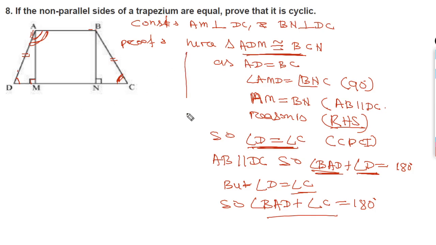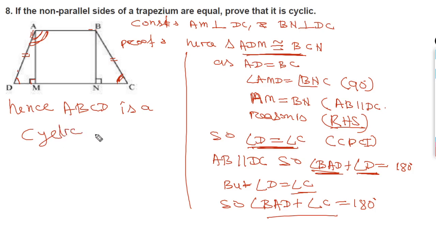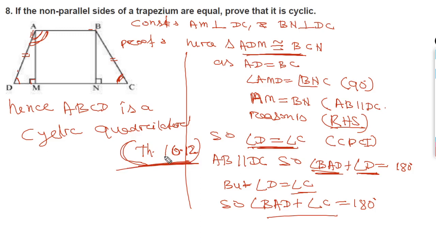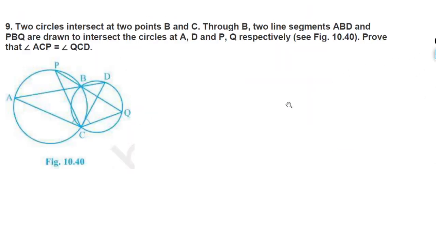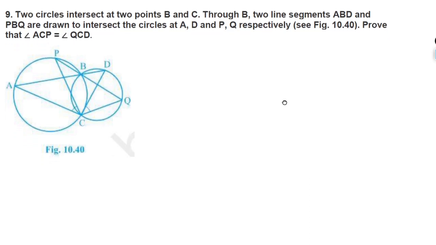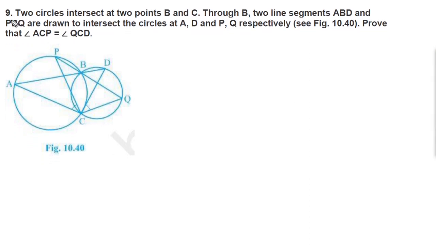Hence, just write, hence ABCD is a cyclic quadrilateral. Give reason. Reason is your theorem 10.12. Okay. So this is the solution for question number 8. Now we'll move to the next question. Question number 9. So let's start question number 9.